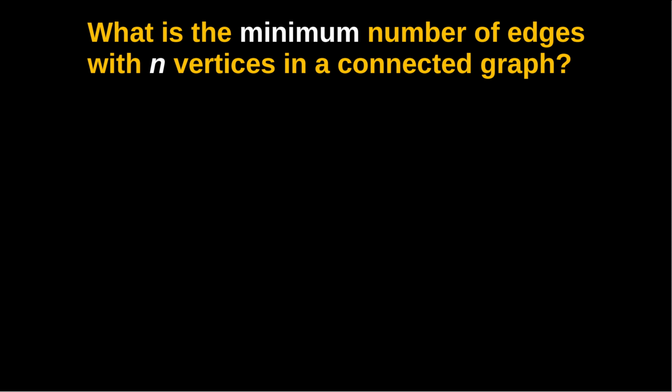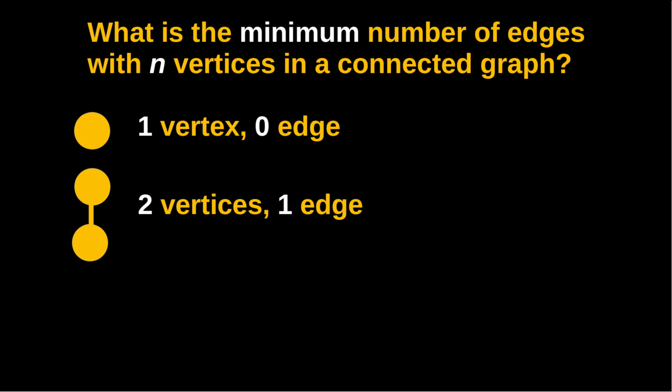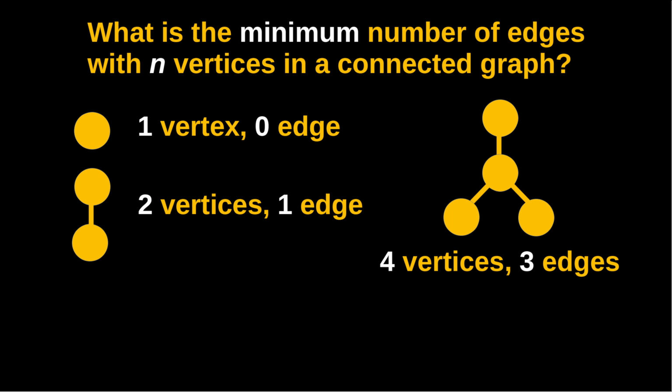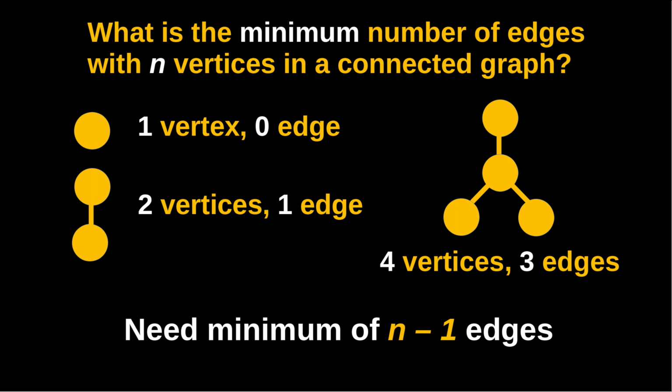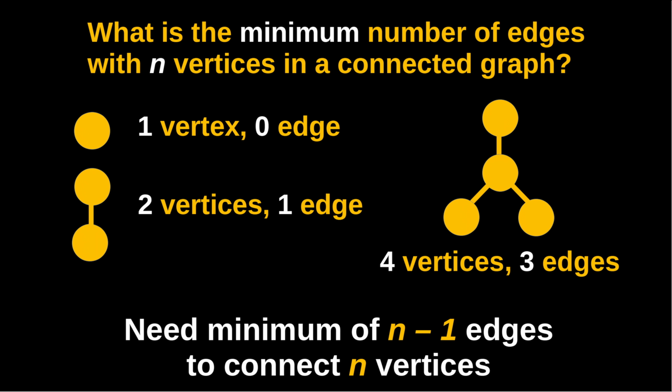So what is the minimum number of edges we need to connect n vertices in a connected graph? If we have one vertex, we need 0 edges. If we have 2 vertices, we need 1 edge to connect the 2 vertices. If we have 4 vertices, we need 3 edges. So we need a minimum of n-1 edges to connect n vertices.